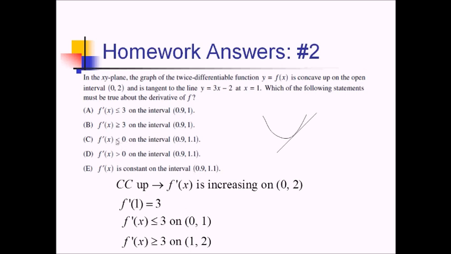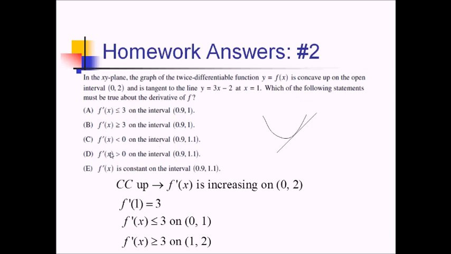Choice C, f prime's less than 0 on the interval from 0.9 to 1.1. It could be negative to the left of 1, since it's less than 3, but certainly after we get to the x value 1, we have to have positive slopes, positive f primes. So choice C can be eliminated pretty quickly.